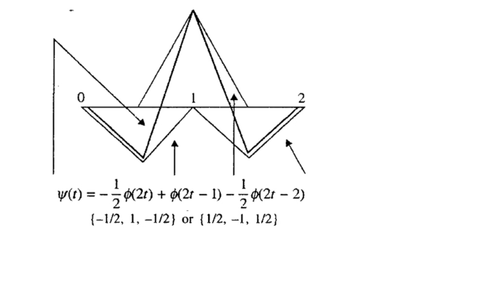Now at the bottom of the illustration, as we have mathematically expressed the associated wavelet function here, next to that we have a set of values. These are basically the wavelet coefficients, either minus 1 by 2, 1, minus 1 by 2, or you can take it like 1 by 2, minus 1, 1 by 2 here.